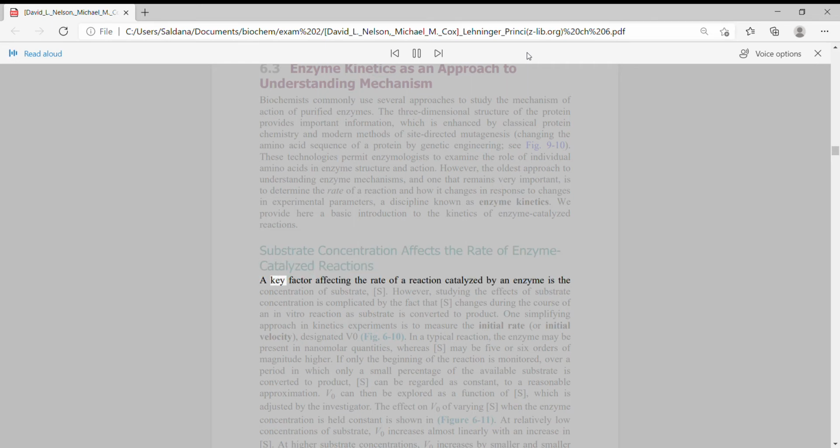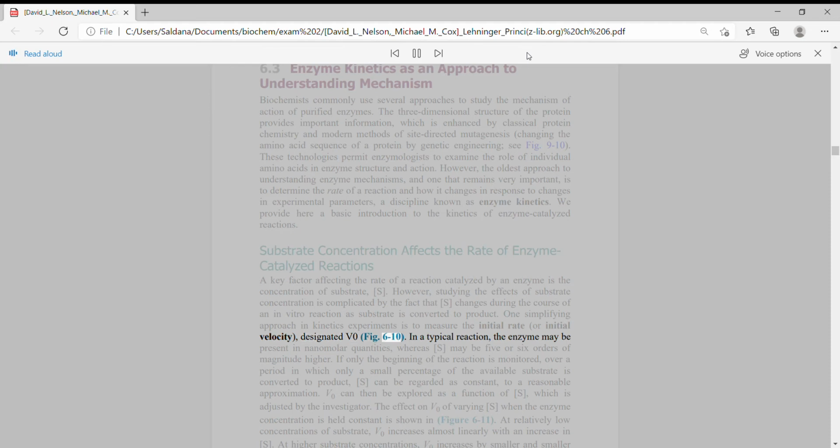A key factor affecting the rate of a reaction catalyzed by an enzyme is the concentration of substrate, S. However, studying the effects of substrate concentration is complicated by the fact that S changes during the course of an in vitro reaction as substrate is converted to product. One simplifying approach in kinetics experiments is to measure the initial rate, or initial velocity, designated V0, Fig. 6-10.